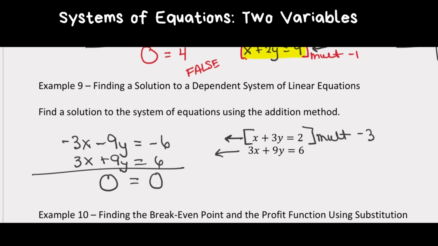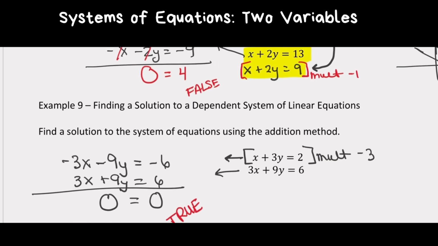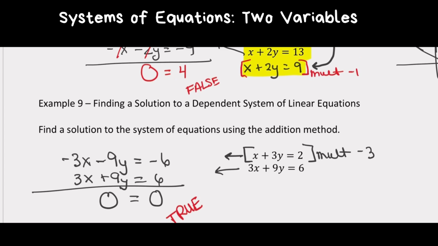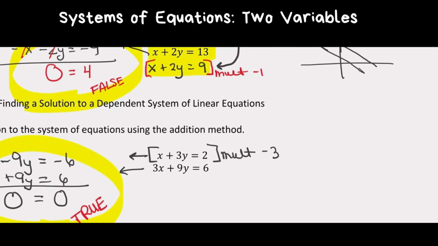Now, it wouldn't have to be 0 equals 0. It could be any true statements. It could be 5 equals 5. It could be 10 equals 10. -3 equals -3. If you get something like this that is true, right? Different than here, right? Up here, it was false. Here, it's true. When you get a true statement, no x's, no y's, but it's a true statement, it means that there are infinite solutions, okay?